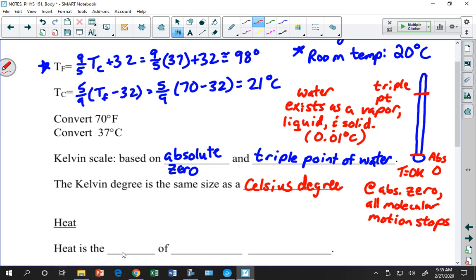Okay, so let's look at heat. We cool on the temperatures? Ha ha ha. Did you get it?